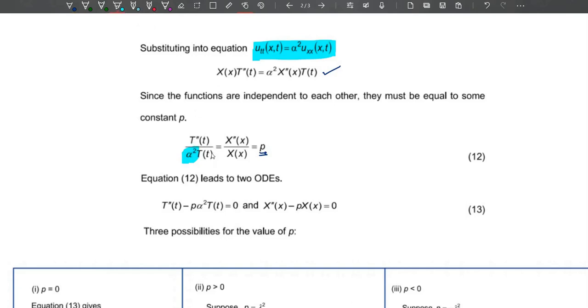Okay, once again, the constant should be placed at t. Okay, it can be in the x. Okay, it should be placed here. Then next, equation 12 here, this one, leads to two ODEs.